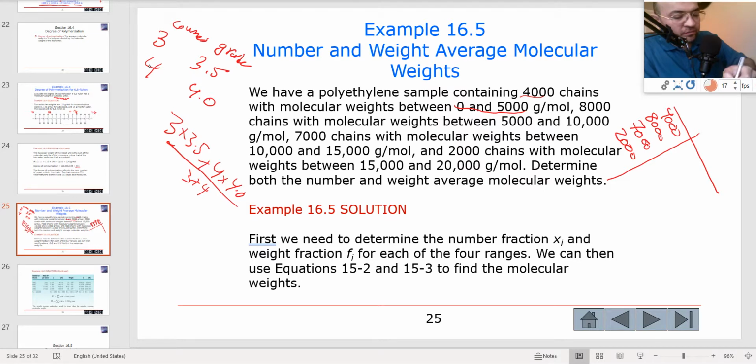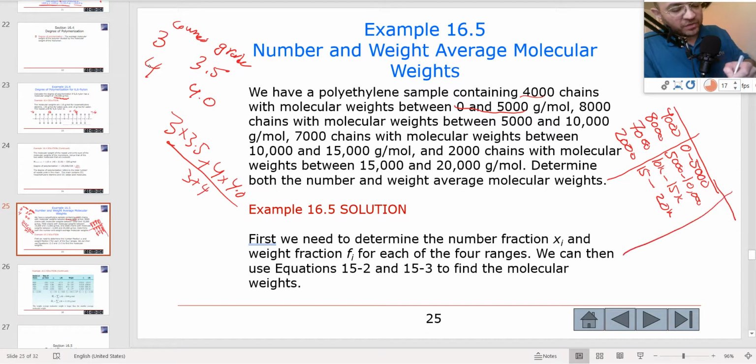So the first one, the weight is between 0 to 5,000 gram. The next one is between 5,000 to 10,000. And then going forward, you have 10,000 to 15,000. And lastly, we have 15 to 20. Because they give us all these ranges, I'm going to just find the average of this.